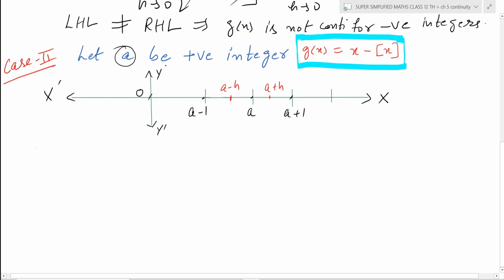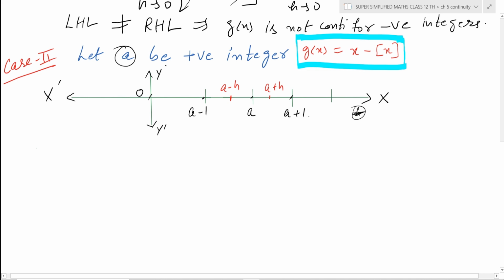h is a very small number, too small to be equal to 1. Sorry, it's not an integer, it's a very small positive number. So now when you take any number a minus h, it will be a non-integral number lying between a minus 1 and a. a plus h will be a non-integral number lying between a and a plus 1.